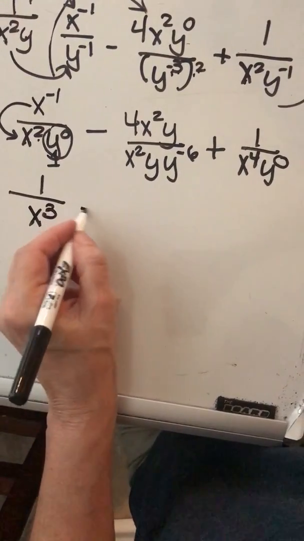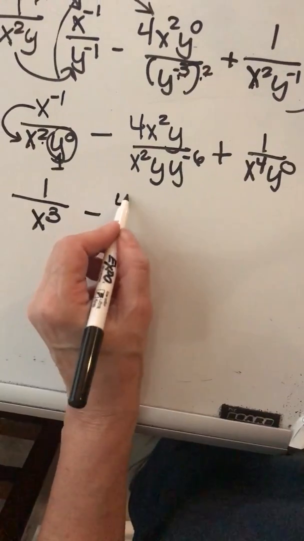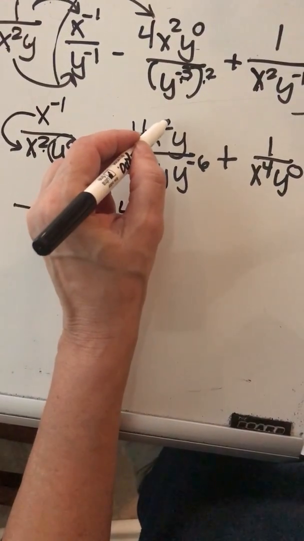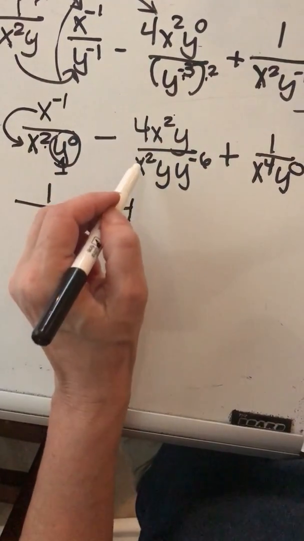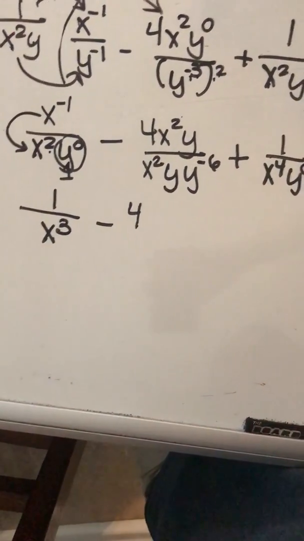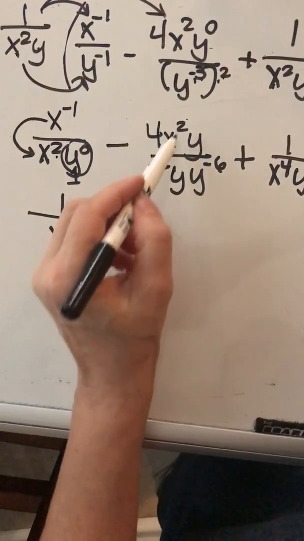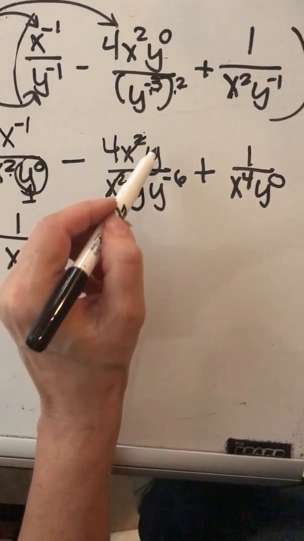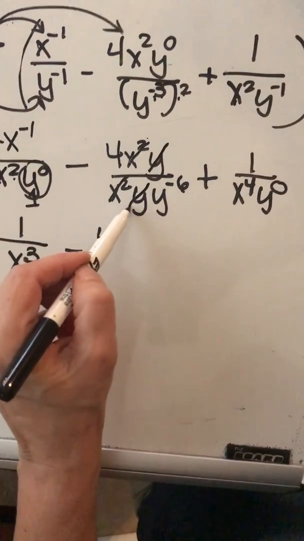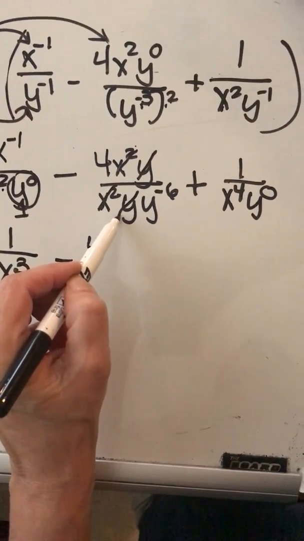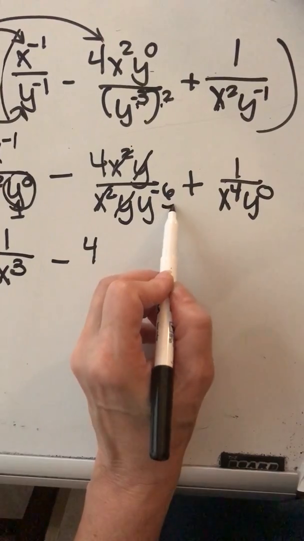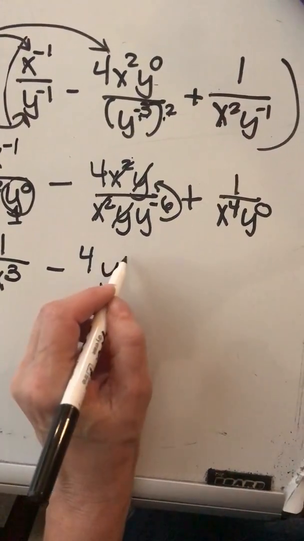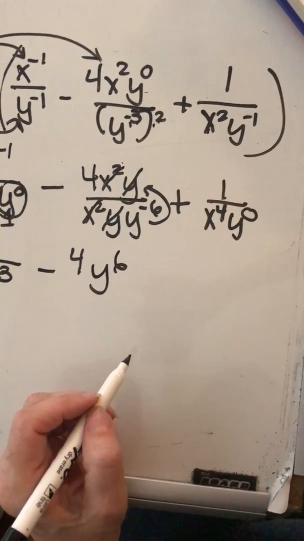Minus, I'm going to leave my 4 in the numerator. My x squareds cancel because they're all multiplied. And actually, if I moved it to the numerator, it would be 2 minus 2, which is 0, and so that's 1. I also have y's here that cancel out. And this is negative. When I move it to the numerator, it becomes positive, so I'm just left with y to the 6th.